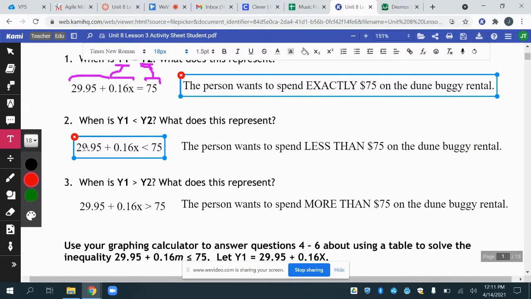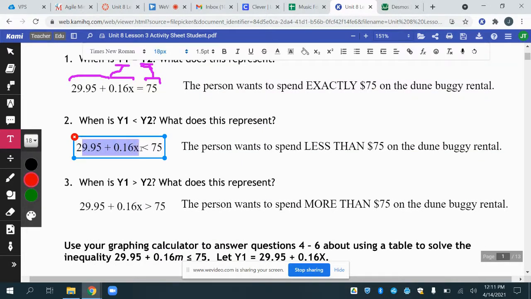However, here, the amount he's getting charged is less than. Remember, this inequality points at the smaller number, opens toward the bigger number. So if you're looking at an inequality, always remember that. That's much better than memorizing greater than and less than. The only reason we say this is less than is because we read left to right. 29.95 plus 0.16x is less than 75. However, if I was going from right to left, it would be 75 is greater than 0.16x plus 29.95.